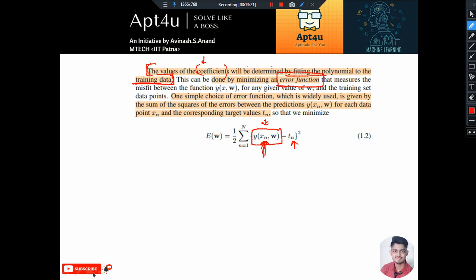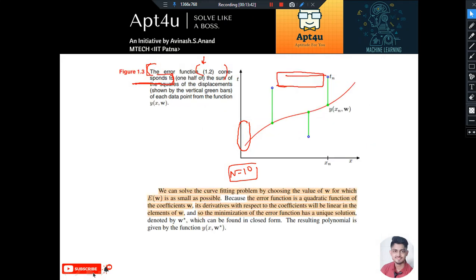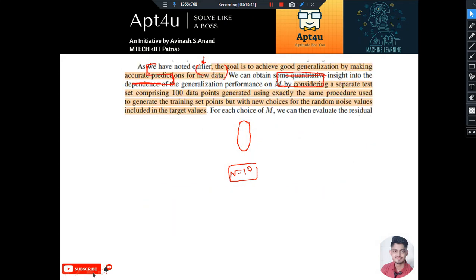This is the actual value, and this is the value that the model is predicting. So the difference between them, and the square, for all the data points. This is basically the sum of squares. You can see this is a summation, n equal to 1 to N for all the data points. Remember, in the curve there were 10 data points, so N will be equal to 10. For each and every data point, I will just show this to you. Remember, we are just using a polynomial function to come up with this.